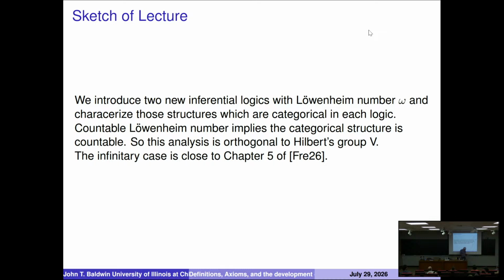Okay, so I'm going to introduce these inferential logics, and before that, I'll explain what it means to be categorical in the inferential logic sense. Because we're talking about logics that will continue to have the downward Löwenheim-Skolem theorem, when I say something's categorical, it's going to imply that it's countable. So the reals just are not going to show up here, or if I get a categorical theory of geometry, it will be some countable field.